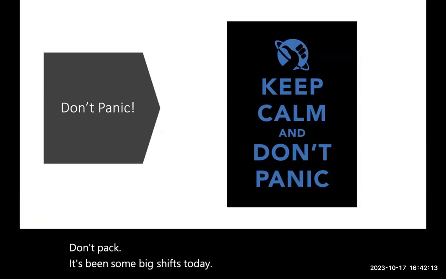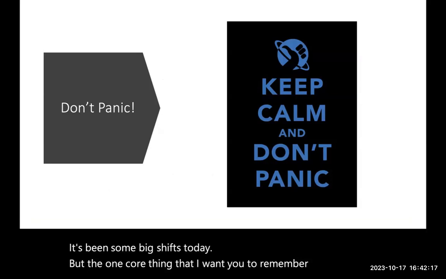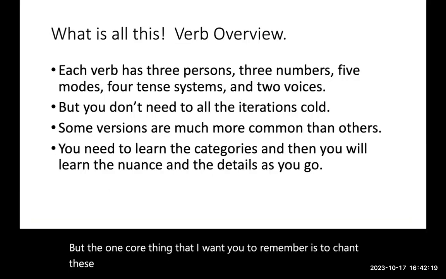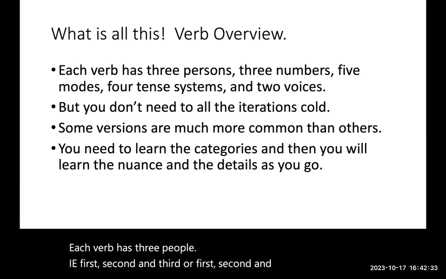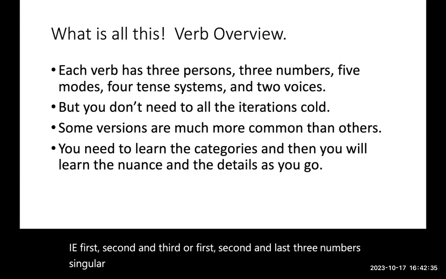But the one core thing that I want you to remember is to chant these friggin' paradigms. Here is the overview. Each verb has three people, i.e., first, second, and third, or first, second, and last. Three numbers, singular, plural, and dual. Five modes, don't worry about it.